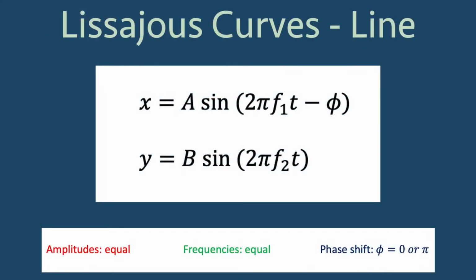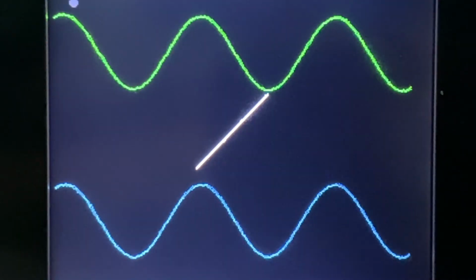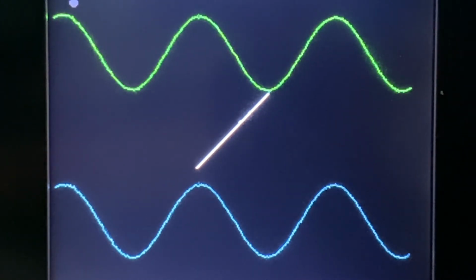If we set the phase shift to be phi equal to 0 or pi, we get a line. With the phase shift set to 0, the waves add together and get a combined louder sound than just one wave. But with the phase shift set to pi, the waves cancel each other out and we hear no sound.